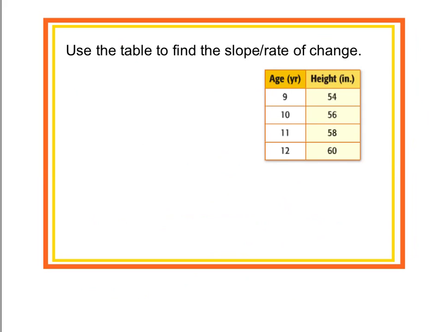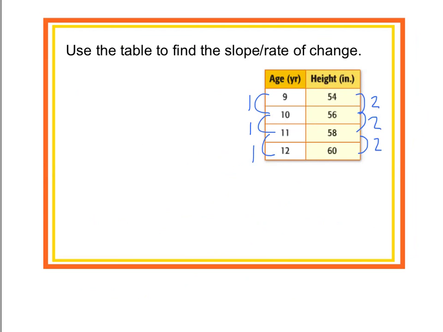Okay, so you should have noticed that this is changing by 1 on the years, and the height is changing by 2. So it says, use the table to find the slope or rate of change. It's not telling you which one's your X and which one's your Y. Sometimes you have to try and make the best sense of it as you can.